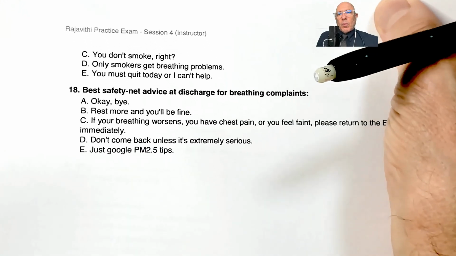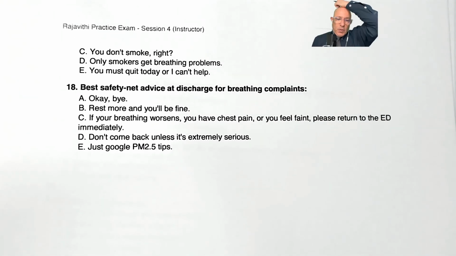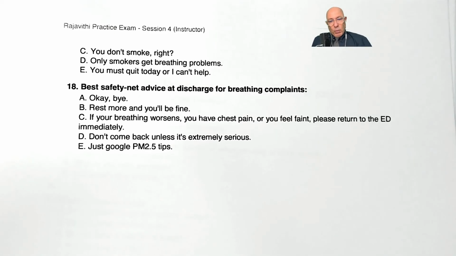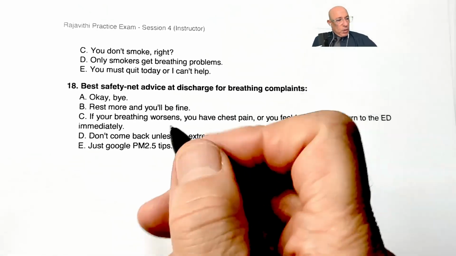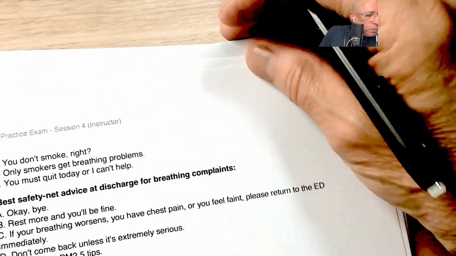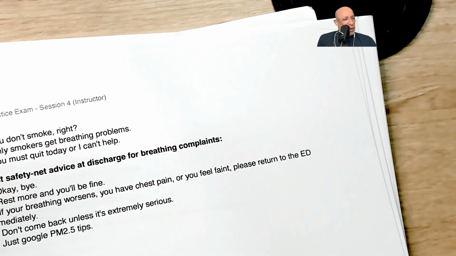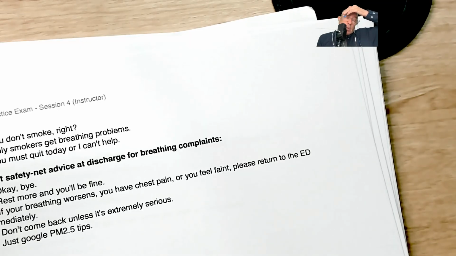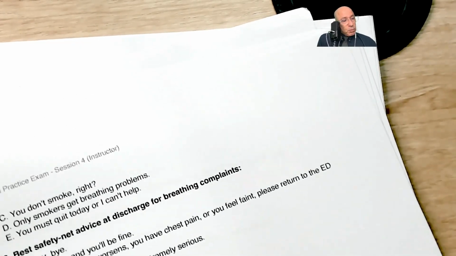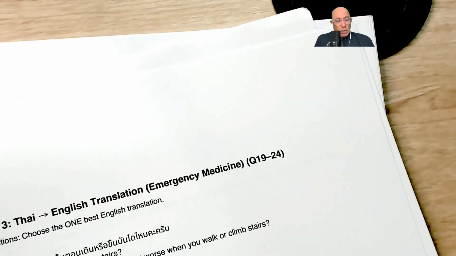Okay, 18. Best safety net advice upon discharge. And the best answer here is C. If your breathing worsens, you have chest pain, or you feel faint, please return to the ED immediately. All right. Tie to English, translation, what's it there for?